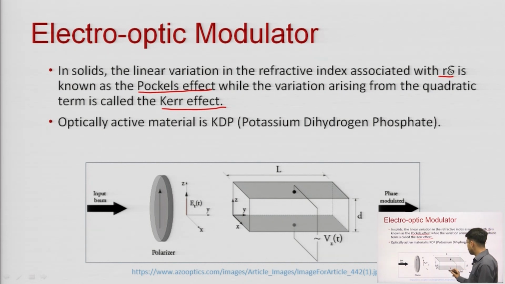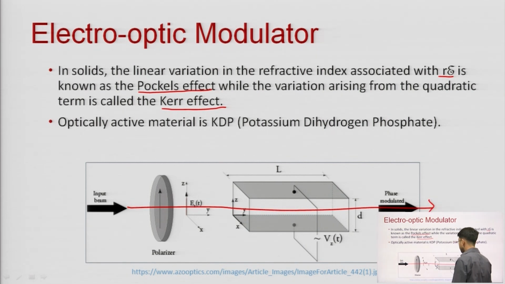Okay. So, for example, this is the light beam. Now when it gets passed through this crystal, what we have already seen in optically active materials, the plane of polarization rotates by a certain angle, that is theta. Now, this rotation depends on the applied electric field.